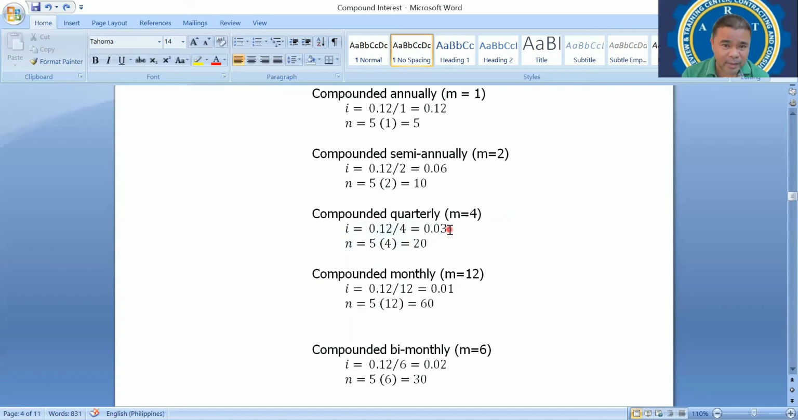Compounded quarterly, so M equals 4. Meaning your I, the rate of interest divided by 4, becomes 0.03 or 3%. Your N, 5 times M, equals 20. Next, compounded monthly, this is the one.